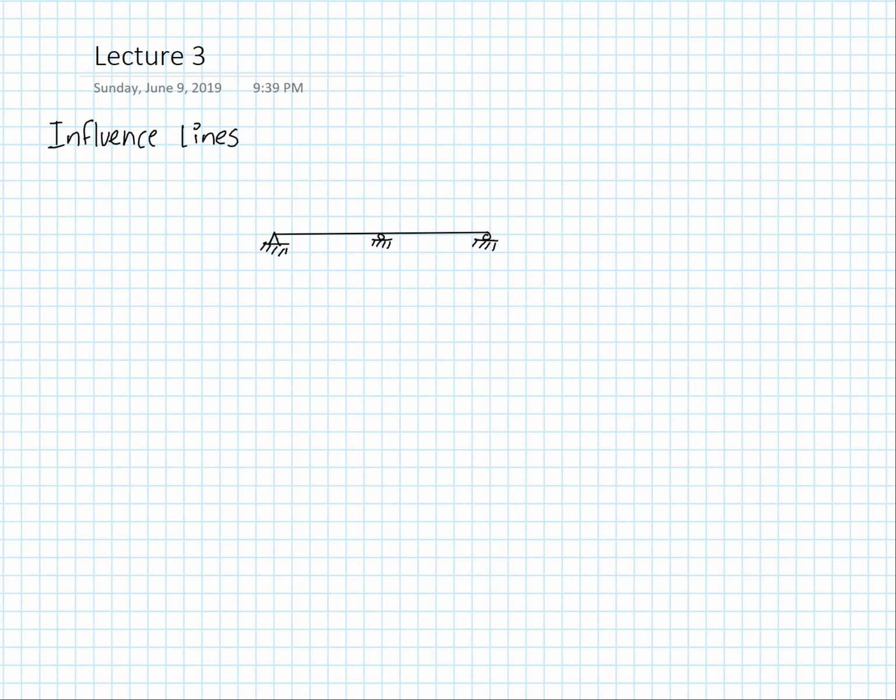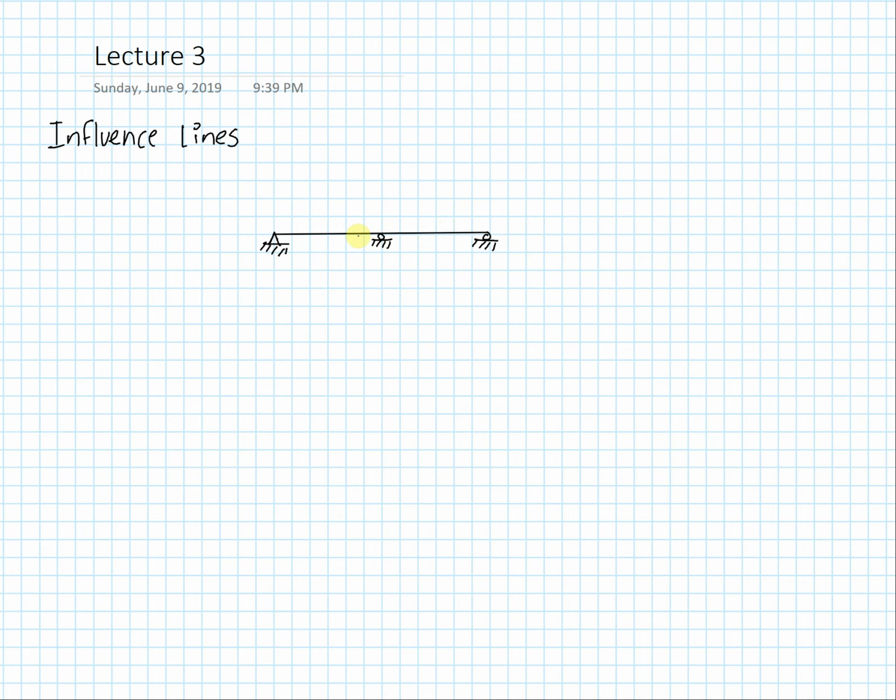Today we're talking about influence lines, and really the question with influence line diagrams is where will moving loads and live loads maximize the internal loading within structural systems? To demonstrate this influence line objective, I'd like to start off by looking at an example.